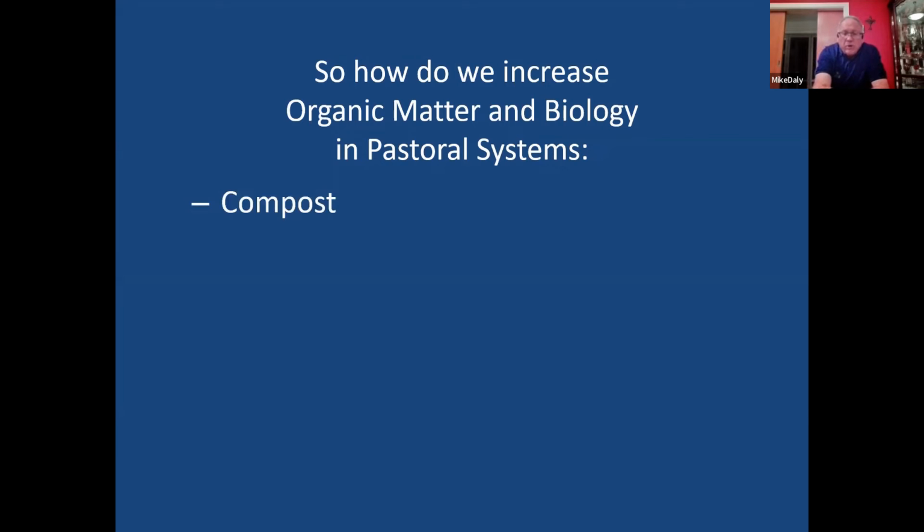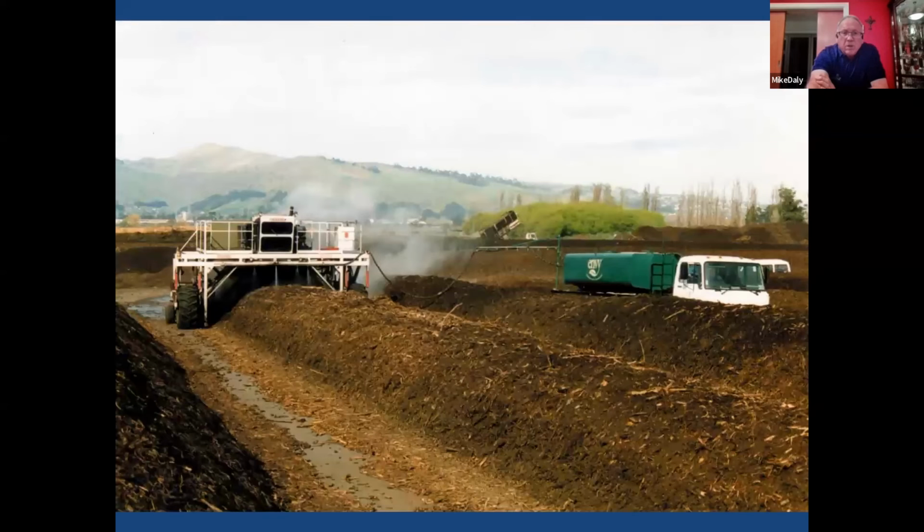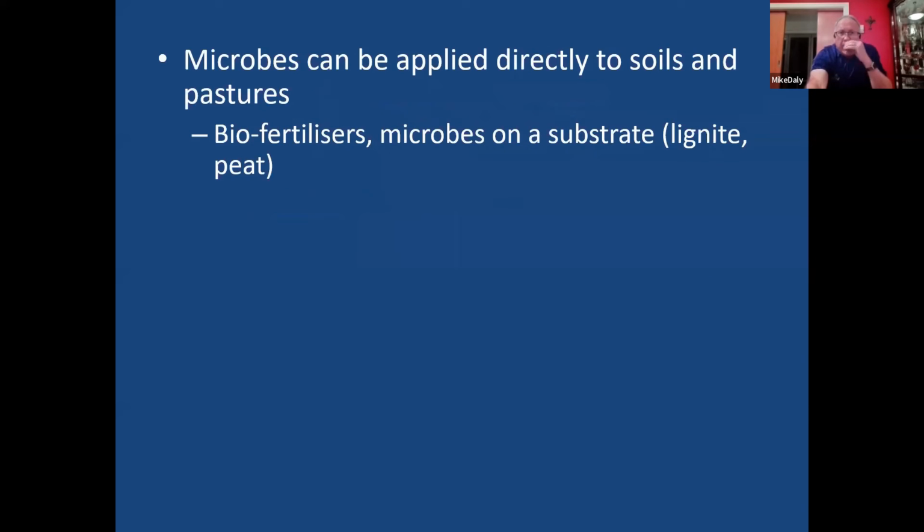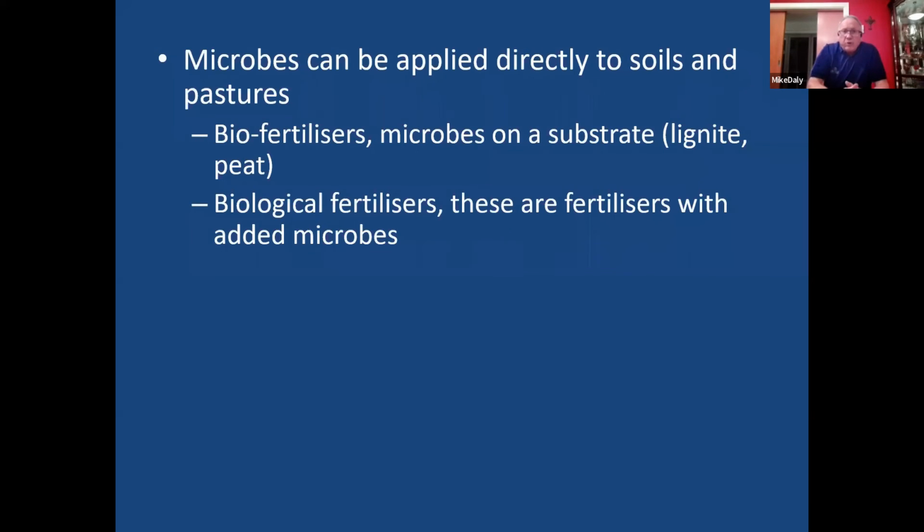So what I went on to say in my paper was, how do we increase organic matter and biology in pastoral systems? We can add compost, and there's a compost plant in Christchurch. We can do targeted biological inputs, and this is where we can apply biofertilizers. So a biofertilizer is a nutrient substrate with microbes included, and India is quite big in biofertilizers. And then biological fertilizers. These are fertilizers that both stimulate microbes and add microbes. And then there's brew extracts, e.g. compost teas, and we just talked about them.